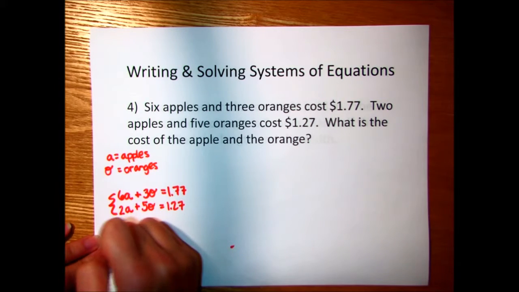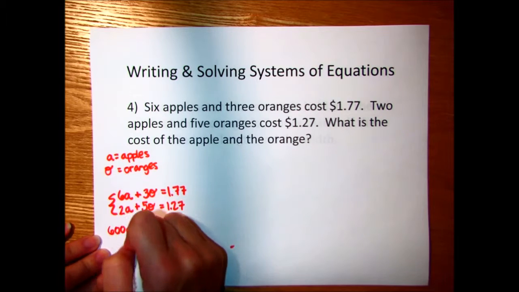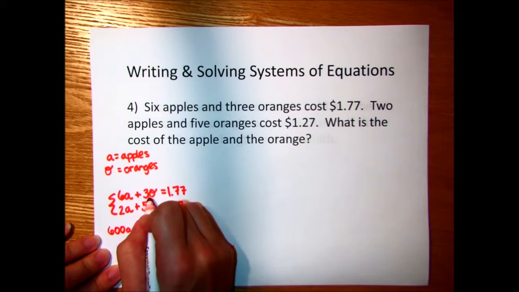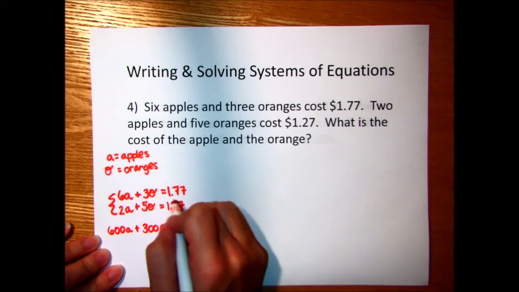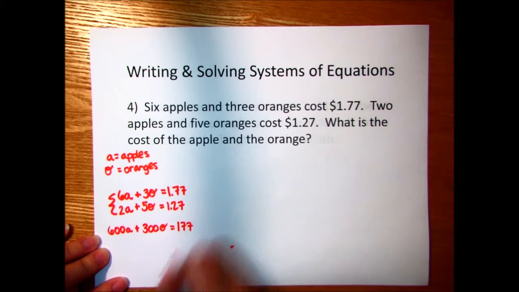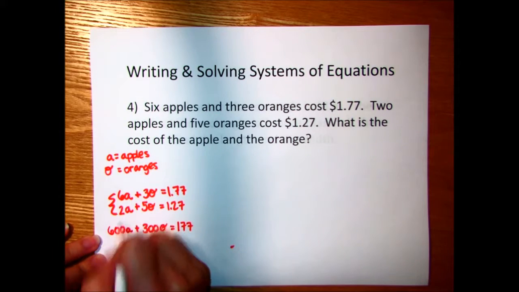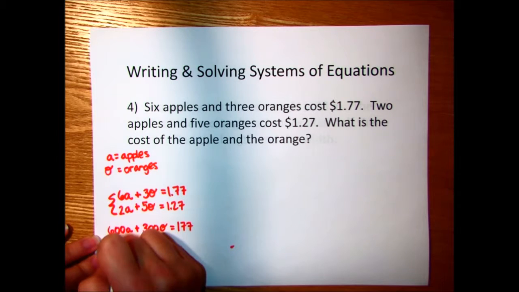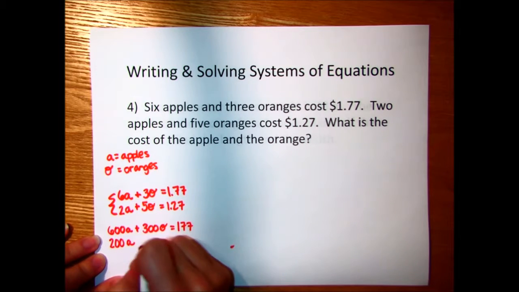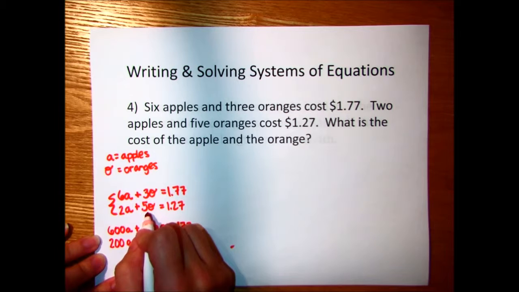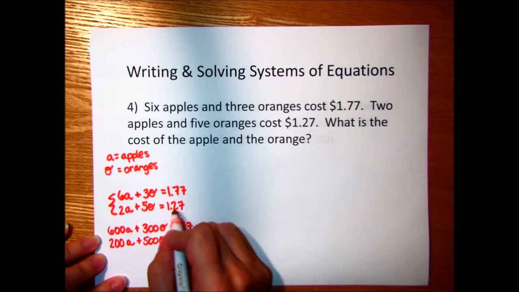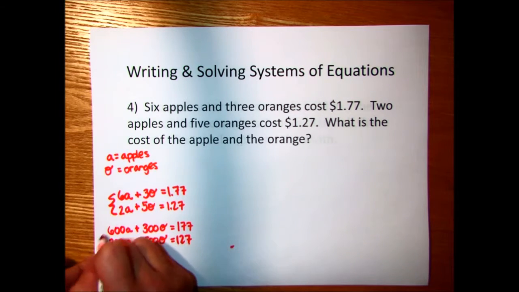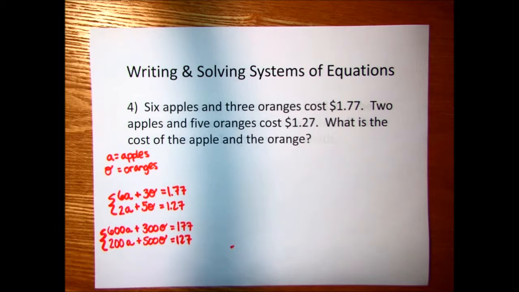When I do that, I get the number 600 times A, plus, moving the decimal behind the 3 two places to the right, 300 times the O, and then that's going to equal, when we move our decimal 2 places to the right, 177. Same thing happens here with the 2. We're going to move it 2 places to the right, 200 times A, and then we move the decimal on the 5 two places to the right, so 500 times O equals, 127. Now, we don't have to do that. Again, this is just me modeling how you could clear out decimals if you didn't want to deal with them.